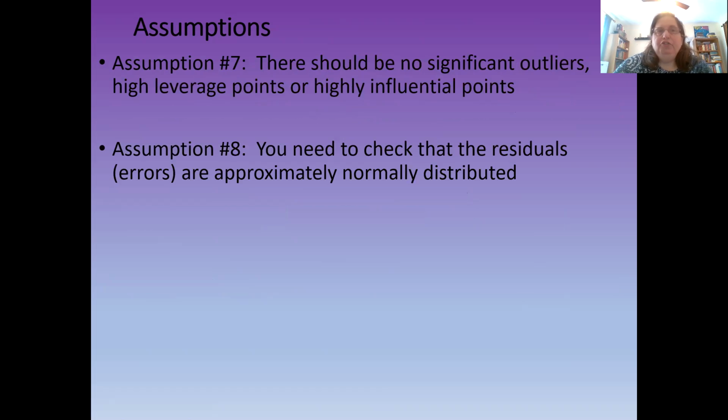Okay, assumption 7, there should be no significant outliers, high leverage points, or highly influential points. We kind of talked about this a little bit with regression, how there can be outliers and some of them can be more influential than others, like we talked about with McDonald's, Ford, and Pepsi. And McDonald's was really influential. Okay. And finally, assumption number 8, you need to check that the residuals or errors are approximately normally distributed.